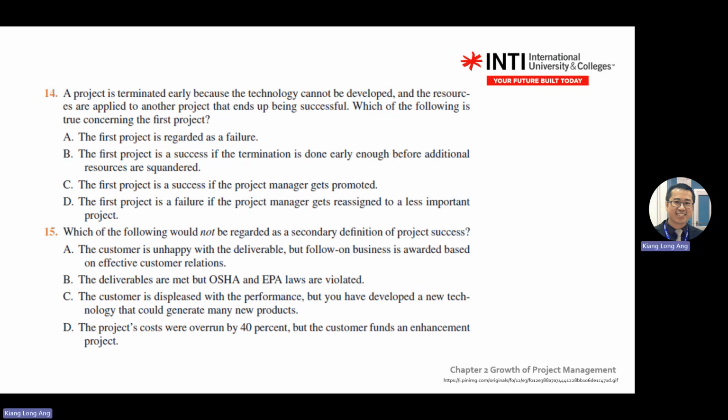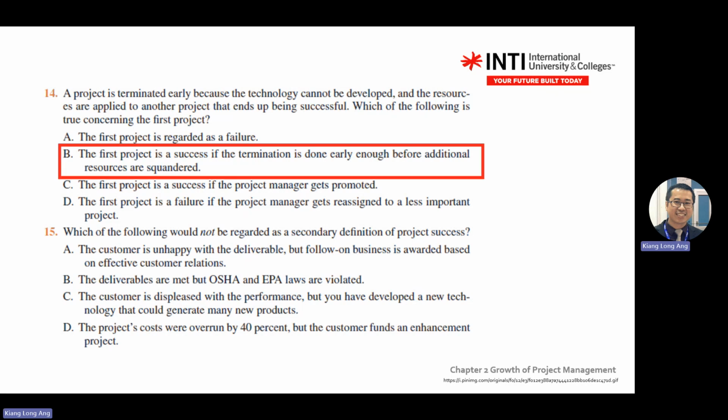Okay, so there are a few options here. The answer is B. The first project is a success if the termination is done early enough before additional resources are granted. So it can become a success. The definition of success can also be when you terminate early to prevent further damage to the company or financial damage. Right.